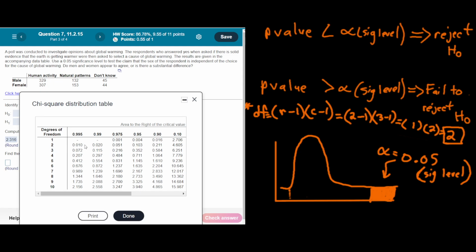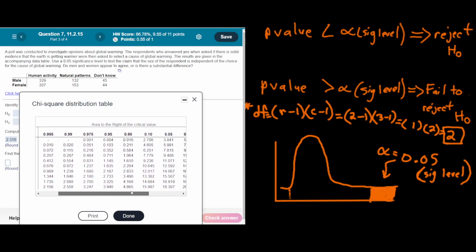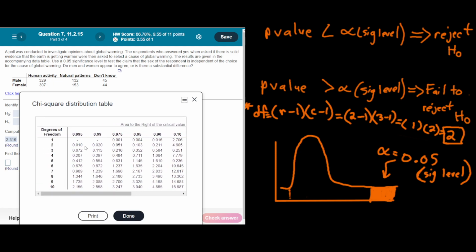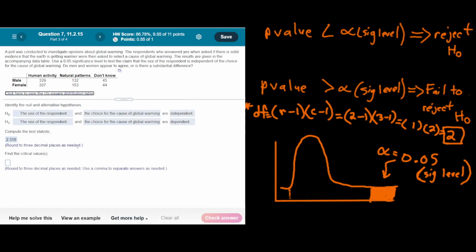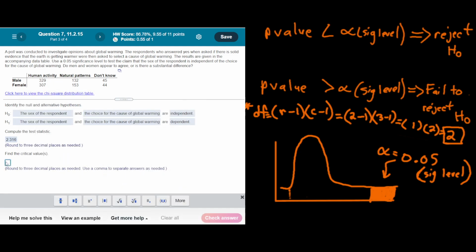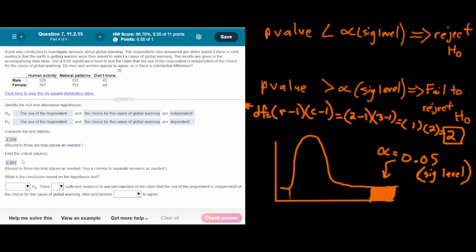We're going to go to the significance level, which is 0.05. So that's right here. Remember, it's the second row. It's kind of hard to navigate with the mouse. And we want to go to 0.05. So, 5.991. Fantastic. I still got it. What do you know? Let's make sure you get it too.